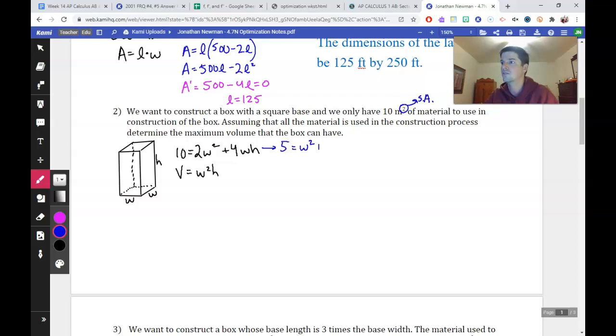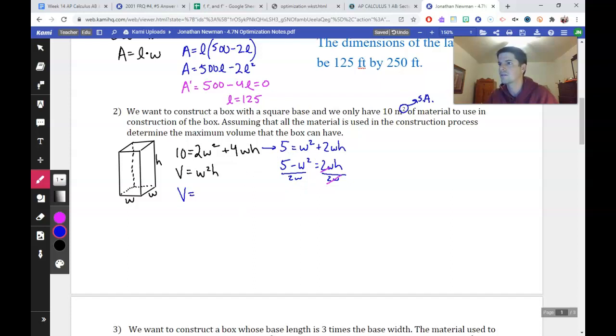And the first thing I'm going to do is divide both sides by 2, just to make it a little bit simpler. We get 5 minus W, and then we divide both sides by 2W. There we go. So let's now take this and plug this in for h over here.